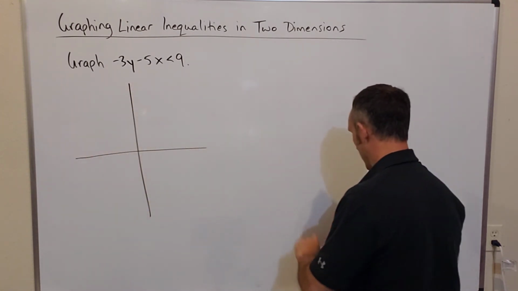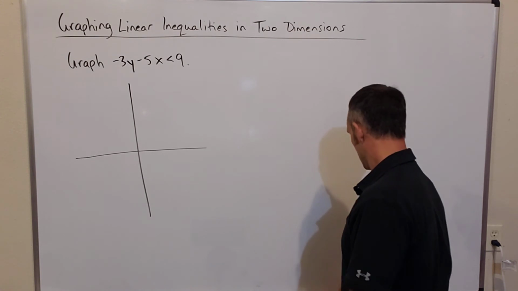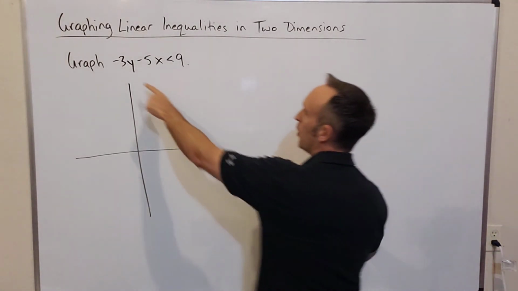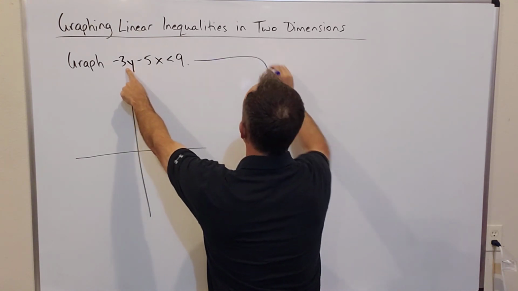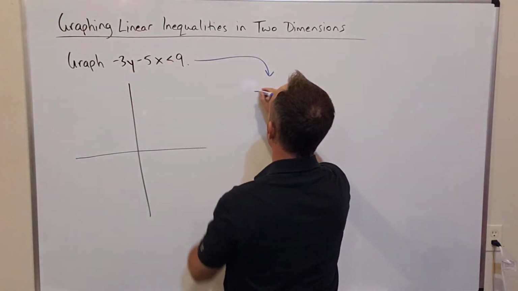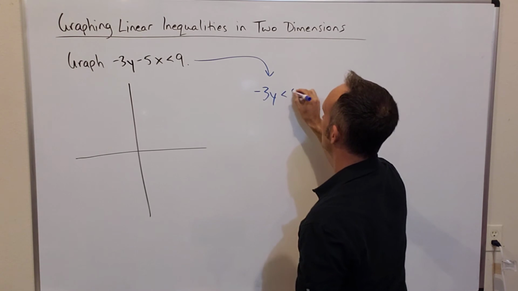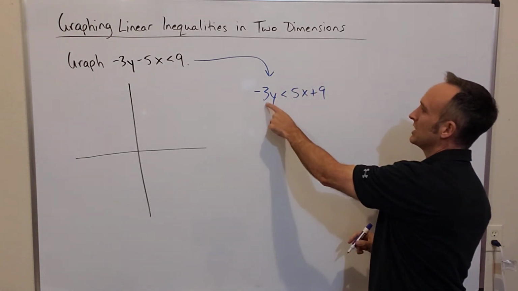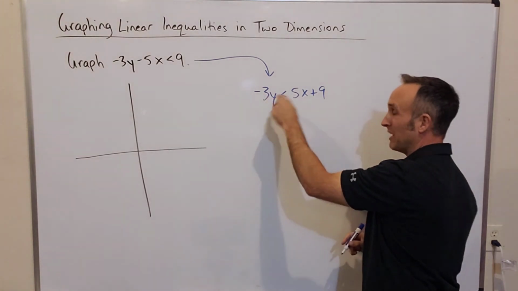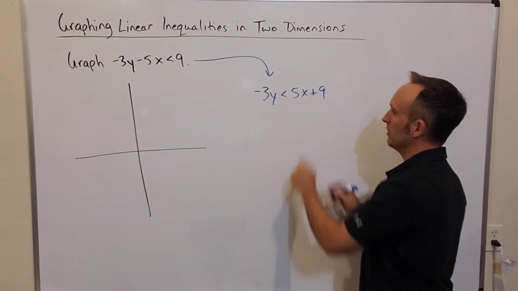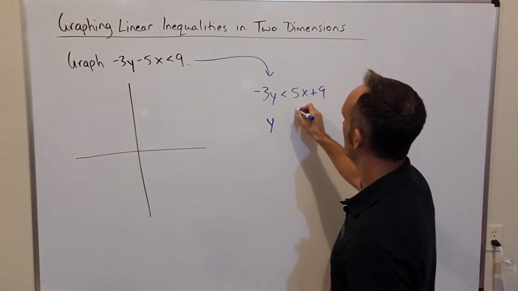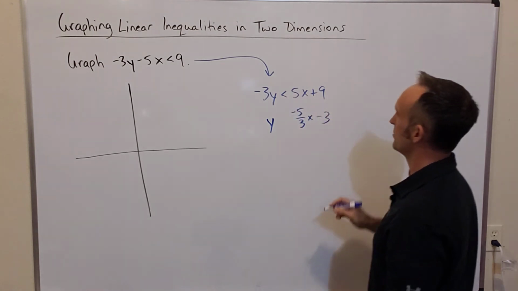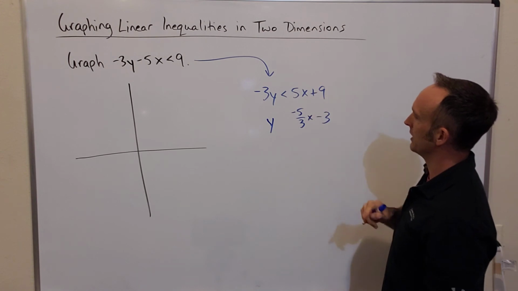So this guy now, if we're going to do the slope-intercept version, we need to get y by itself. So I'm going to add my 5x to both sides. And then I'll divide both sides by negative 3. Since I'm dividing by a negative, the symbol flips. So it turns into y, this turns into negative 5/3 x, and this turns into minus 3. I just divided both of those by negative 3.